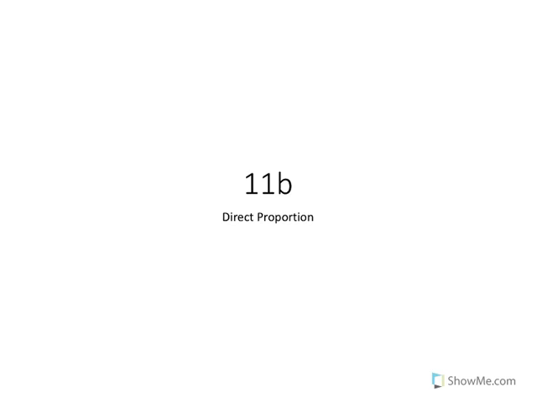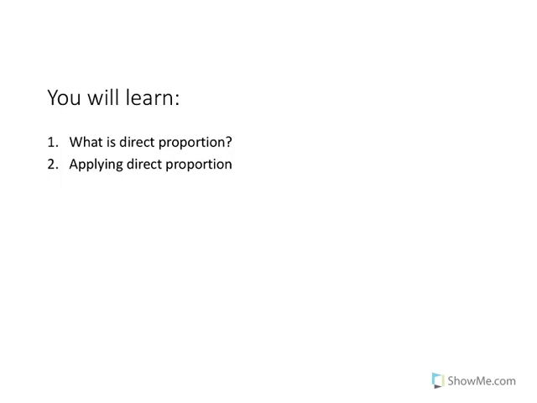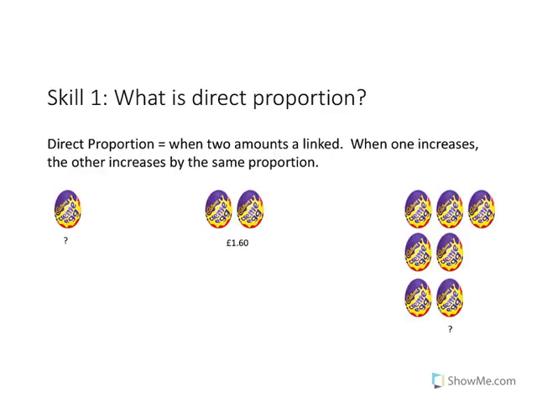This video is on Chapter 11b, Direct Proportion. In this chapter, we'll discuss what a direct proportion is and how to use it. So direct proportion is basically when two amounts are linked.